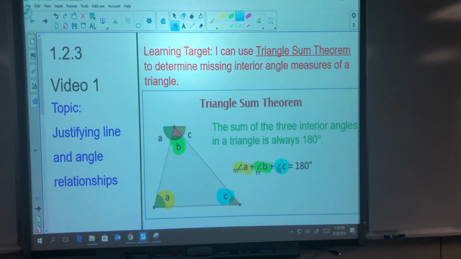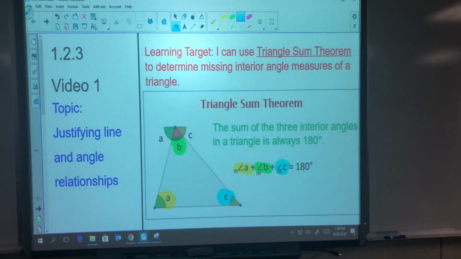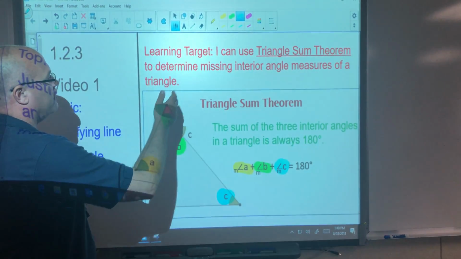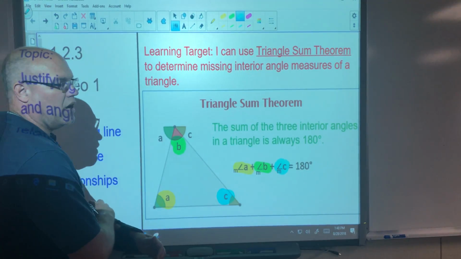This is video 1 of your 1.2.3 notes. Our learning target is I can use the Triangle Sum Theorem to determine missing interior angle measures of a triangle.